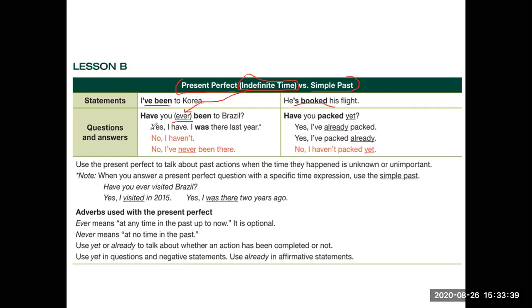So to answer this question, we can use this long form. Yes, I have. You are giving a specific answer, when that happened. As you see here, I am using simple past. Yes, I have. Sí, lo he hecho. I was there last year. So it's a combination of present perfect and simple past. But it's not the same sentence, okay? Because we have a point here. So this is sentence number 1, sentence number 2. Yes, I have. I was there last year. Or another example could be, have you ever eaten pizza? Yes, I have. Yesterday, I ate a pizza. Okay, I am being specific in that case.